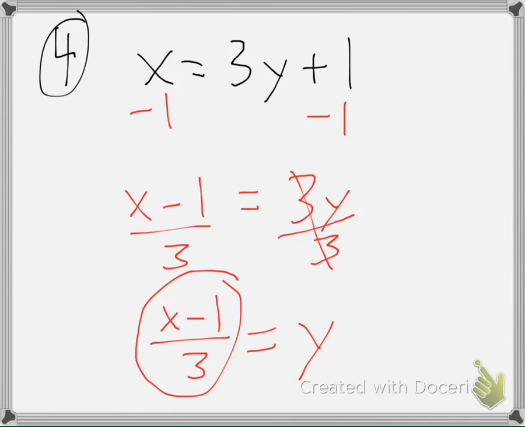Something times x divided by 3. All right. So our equation here is y equals x minus 1 divided by 3, which is definitely not direct variation.